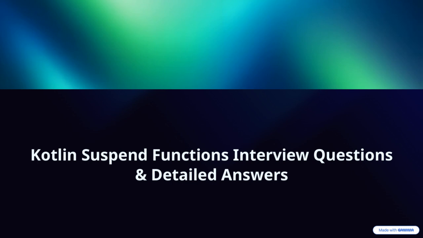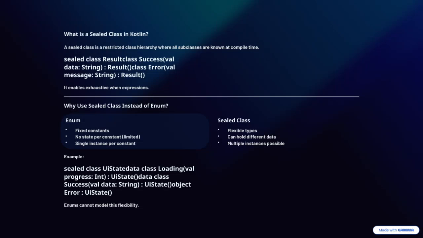Let's get started. Let's talk about why enums can't handle this kind of flexibility. When we look at the example with the sealed class UI state, we see that it can represent different states like loading, success, and error, each holding different data or no data at all. This flexibility is something enums simply can't provide, because enums are limited to fixed constants without the ability to hold varying data or states. Flexible types, like in this example, can hold different data types and allow multiple instances, giving us the versatility we need.